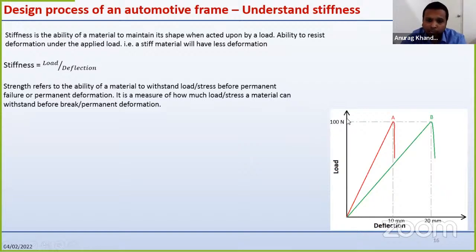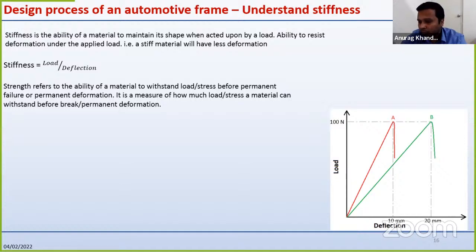The next parameter is frame stiffness. Before understanding that, let's clear out some fundamentals. First of all, we often relate strength and stiffness as similar properties. But strength and stiffness are actually two very different properties, and it is important to understand their individual roles in the frame design. As a theoretical definition, stiffness is the ability to resist deformation under applied load. That means a stiffer material will deform less. Strength is the ability of a material to withstand load or stress before permanent failure or permanent deformation, based on application. What you see on the right is a load deflection curve of two materials.